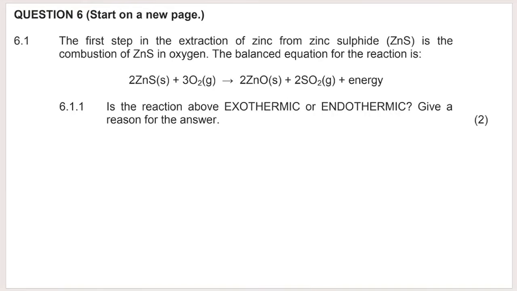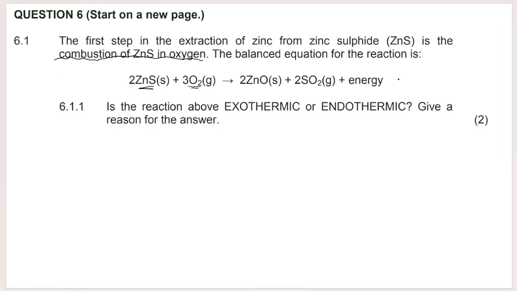Question 6. The first step in the extraction of zinc from zinc sulfide, this is zinc sulfide, is the combustion of zinc sulfide and oxygen. So combustion is essentially reacting it with oxygen over there, and we have 2 products and they say plus energy. They give me a balanced equation, which is great. They say, is the reaction above exothermic or endothermic? Give a reason.